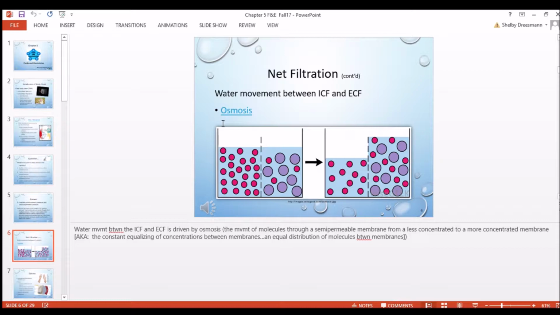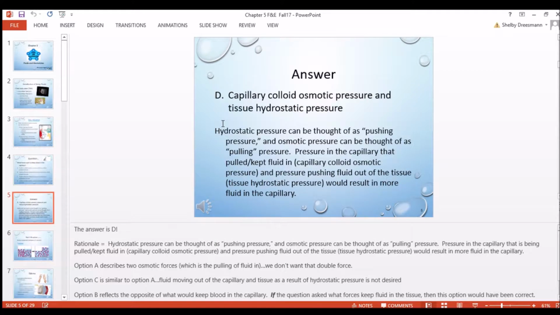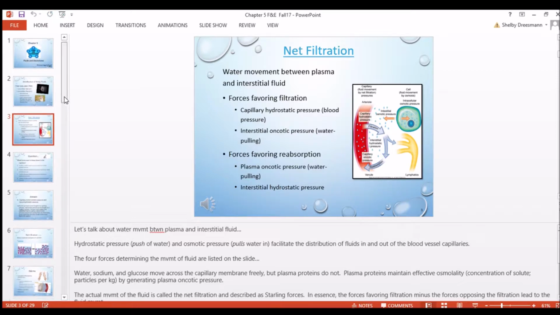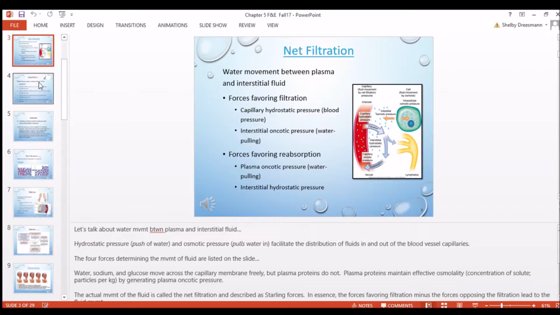Okay, so water movement between ICF and ECF. Also I want to note back here, in nursing tests we want to choose the best answer. It can be a correct answer, but we want to choose the best correct answer. And just note that the capillary pressures are the ones causing movement of water pretty much 99.7% of the time. Interstitial, yes, you have pressure going on there, but really the capillary oncotic pressure and capillary hydrostatic pressure are the main forces that dictate whether we're having that fluid shift into our interstitial or capillary spaces.